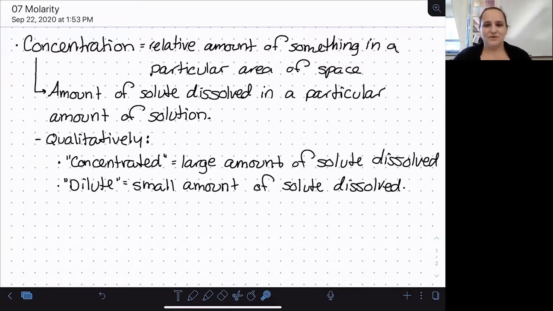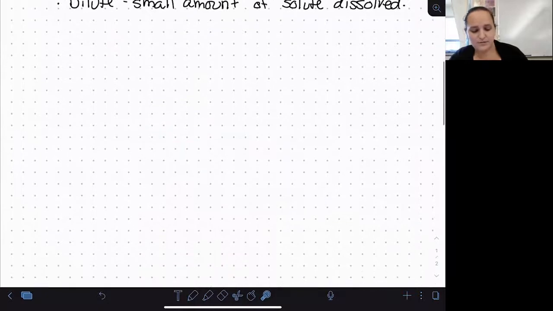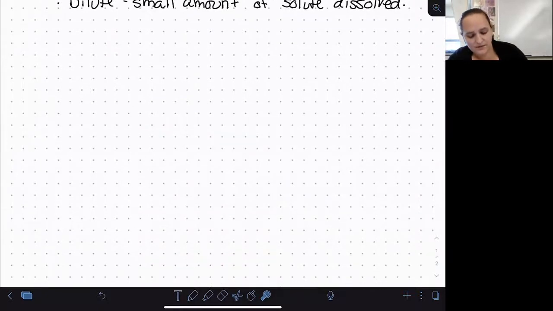So you'll hear these words thrown around, but don't stress too much about what the exact definition is, because there just isn't one. If we want to quantify concentration, if we want to actually attach numbers to it, there are a lot of different ways that we can do that. There are a ton of different units associated with concentration, but there is one in particular that chemists tend to use the most, and that is known as molarity.